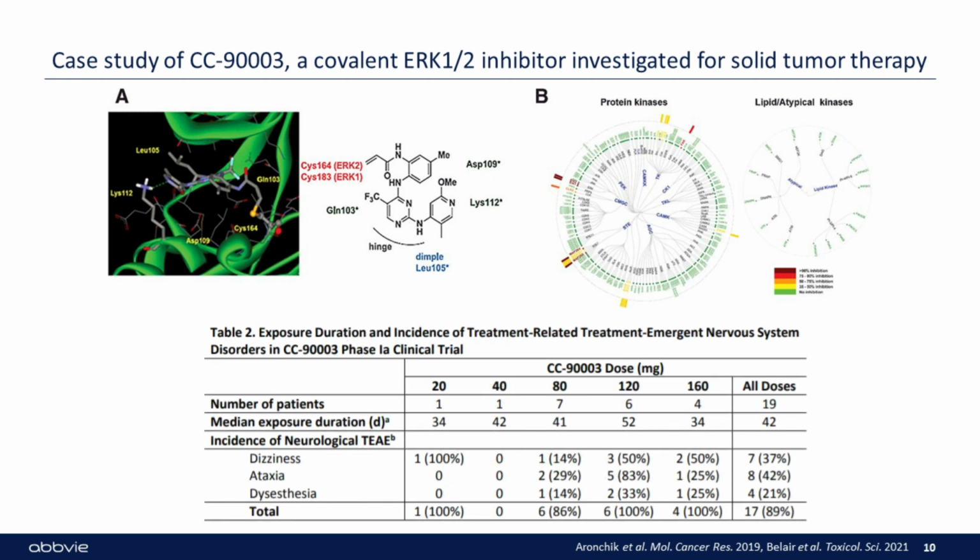However, when this molecule went into the clinic, after 19 patients were treated in the phase 1A clinical trial, the clinical trial was halted and development of CC90003 was discontinued in part due to neurotoxic effects that were observed in the clinical trial, manifesting in a few different ways. Here is showing the incidence of dizziness, ataxia, which is gait disturbance, and dysesthesia that I mentioned previously is a telltale sign of peripheral neuropathy.